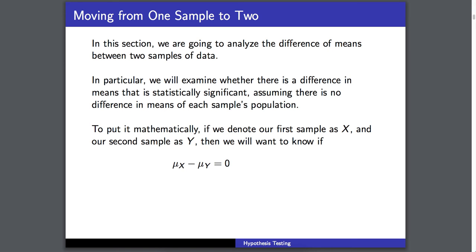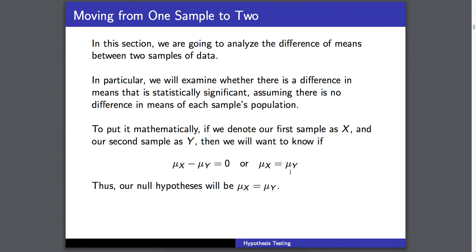So, to put it mathematically, if we denote our first sample as x, and our second sample as y, then we want to know if the difference in means between the two samples is zero. In other words, the population mean for the first data set x minus the population mean for the second data group y, is the difference between those population means zero? Or to put it another way, if the difference is zero, that would imply that the two population means are equal to each other.